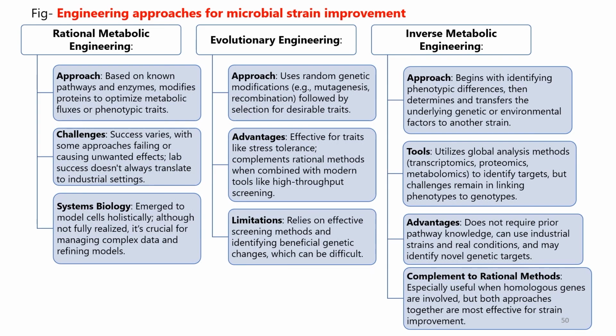Then we have the inverse metabolic engineering approach, which begins with identifying phenotypic differences, then determines and translates the underlying genetic or environmental factors to another strain. Some of the tools here utilize global analysis methods like transcriptomics, proteomics and metabolomics to identify targets, but challenges remain in linking phenotypes to genotypes. However, some advantages are that it does not require prior pathway knowledge, can use industrial strains in real conditions, and may identify novel genetic targets.